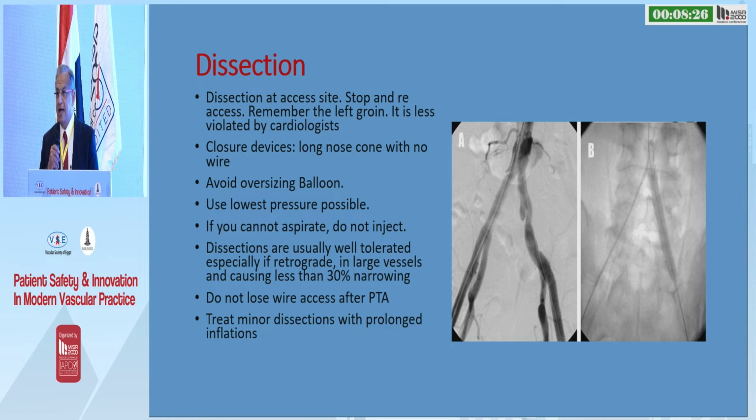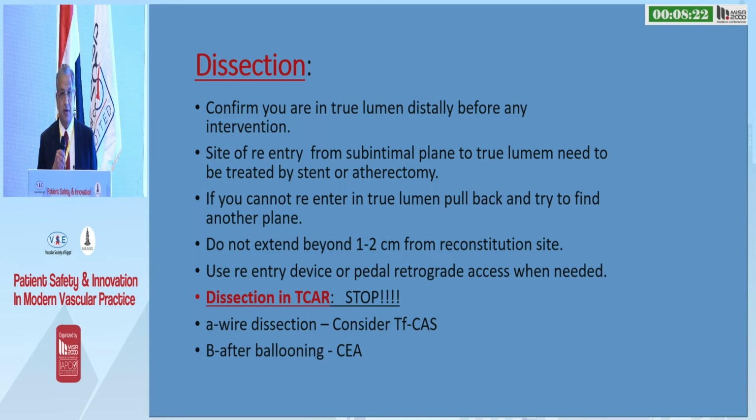Do not lose wire access after balloon angioplasty. Treat minor dissections with prolonged inflations. Confirm we are in the true lumen distally before any intervention. Sites of re-entry need to be tacked, like any surgical principle, or atherectomy. If you cannot re-enter in a true lumen, pull back and try to find another plane. Do not extend beyond 1 to 2 centimeters from the re-entry reconstitution. Use re-entry devices or pedal access when necessary.